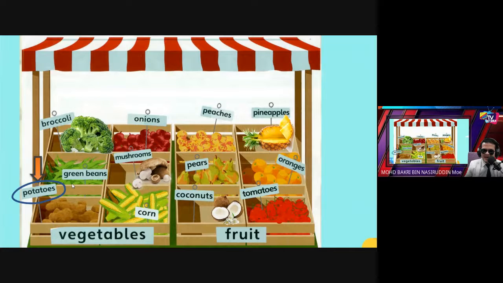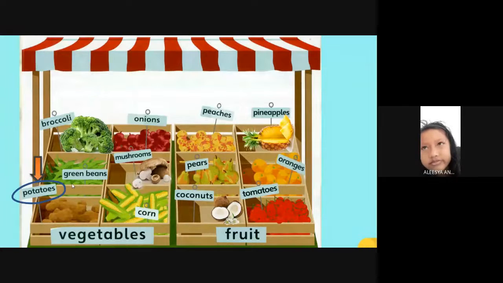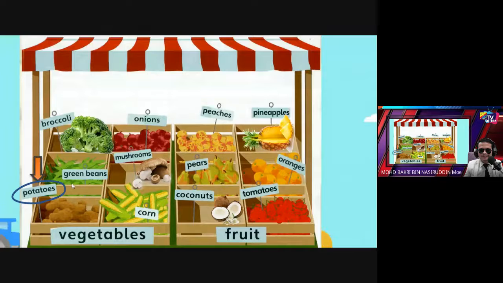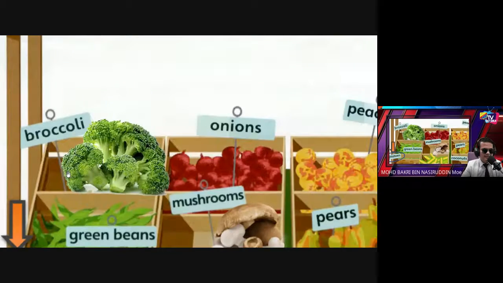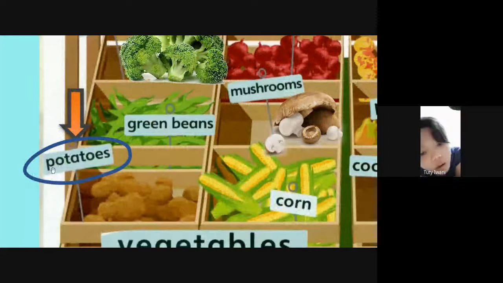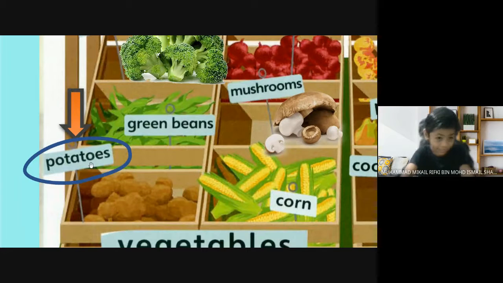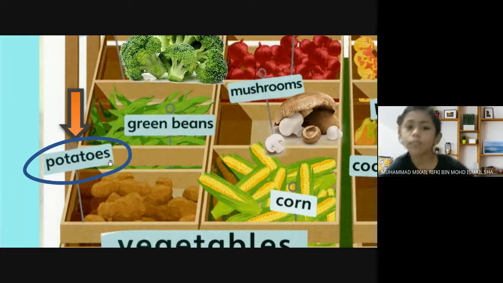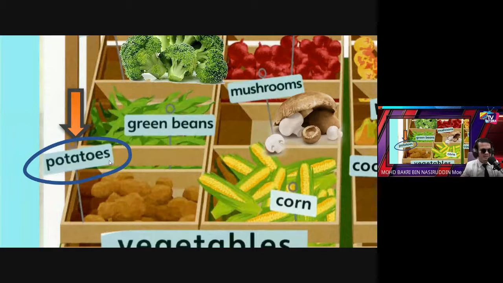Potatoes. What is that? Apa tu? Potatoes. Sebab ada banyak, kita sebut potatoes. Mana potatoes? Yang bulat. P-O-T-A-T-O-E-S. Potatoes. Cikgu nak dengar suara Hafiq. Hafiq, can you pronounce potatoes? Hafiq boleh sebut potatoes tak? Just say the word. Potatoes. Very good.